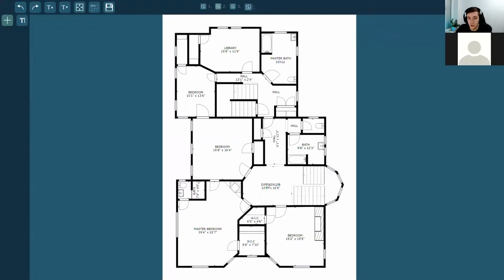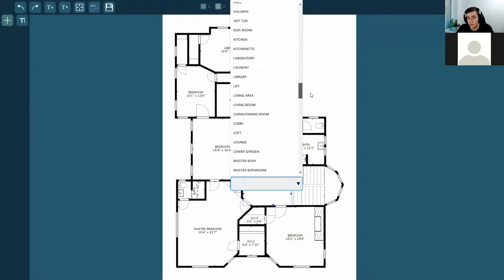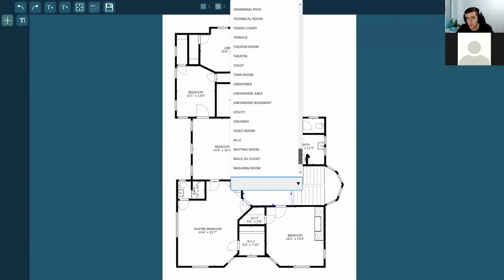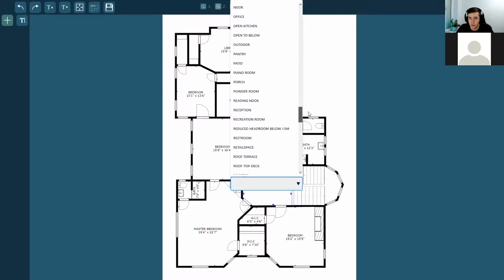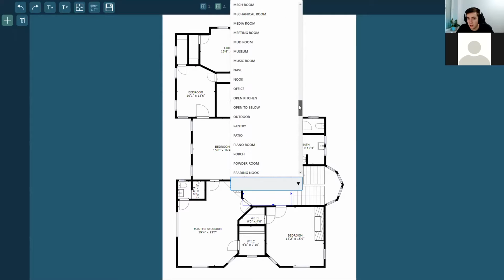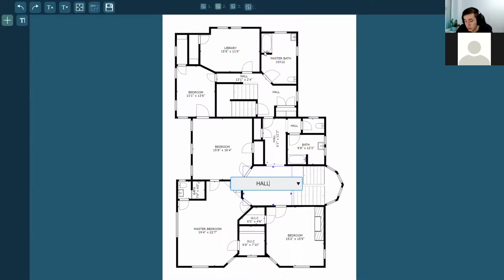Or you can triple click again, delete that there, and you would have a humongous list of different types of rooms, whatever it may be. There are outdoor spaces here. There's lots of different things that you can add in. You can add text boxes wherever you like as well. Once you've done that, once again, just press enter and you can simply save and render that.